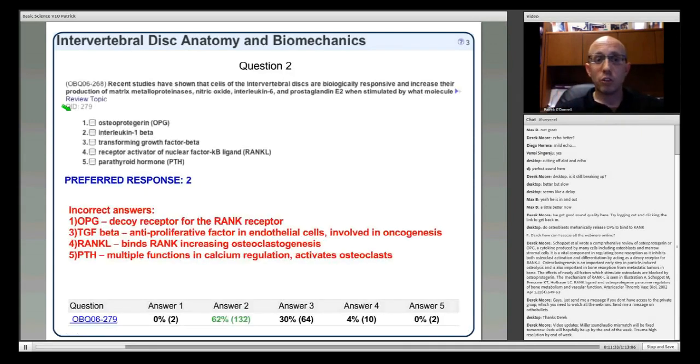So herniated discs are associated with a spontaneous increase in the production of OPG, interleukin-1 beta, RANK ligand, and parathyroid hormone. So going back to the question, recent studies, biologically responsive intervertebral discs, they increase their production of MMPs, nitric oxide. But what's the correct answer? Well, it's interleukin-1 beta. Again, this is a hard one, but you guys did really well, 62%. That's awesome. So 30% of you chose answer 3, TGF-beta. A good choice on the exam if you're guessing. A lot of things are downstream of TGF-beta. In this case, however, TGF-beta is an anti-proliferative factor and involved more in oncogenesis, not necessarily in the intervertebral disc anatomy.